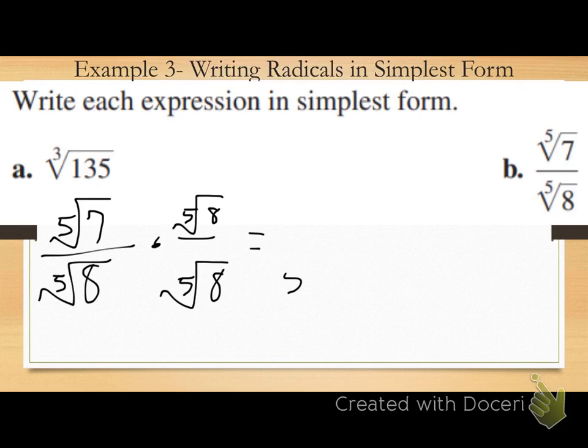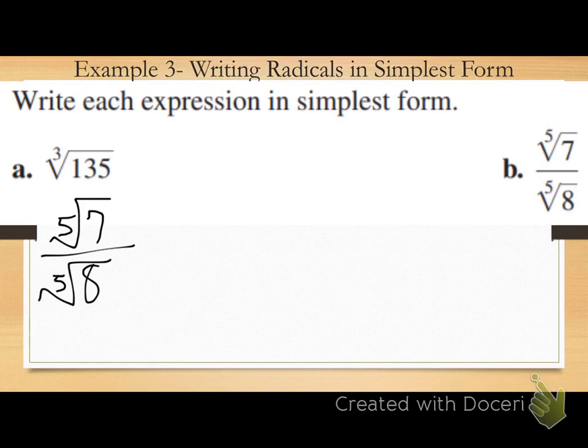Downstairs, what do I get? 5th root of what? What's 8 times 8? 64. Can I take the 5th root of 64? Yeah. What is it? 2. 2 times 2 is 4. 4 times 2 is 8. 8 times 2 is 16. 16 times 2 is 32. Can I take the 5th root of 64? I cannot. So, I've got to find something else to multiply by.